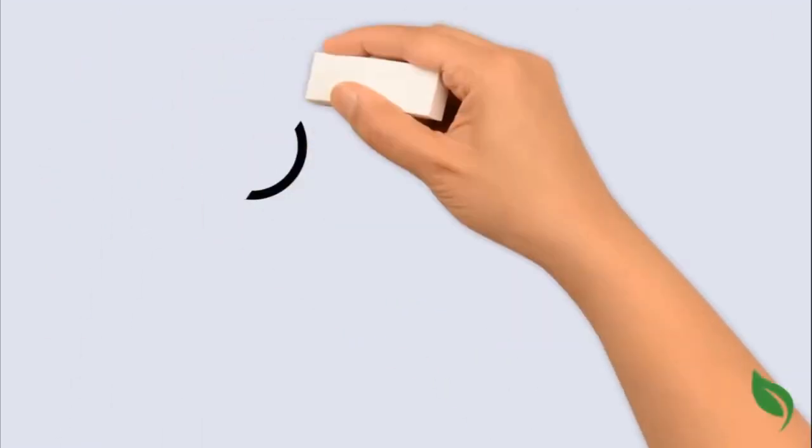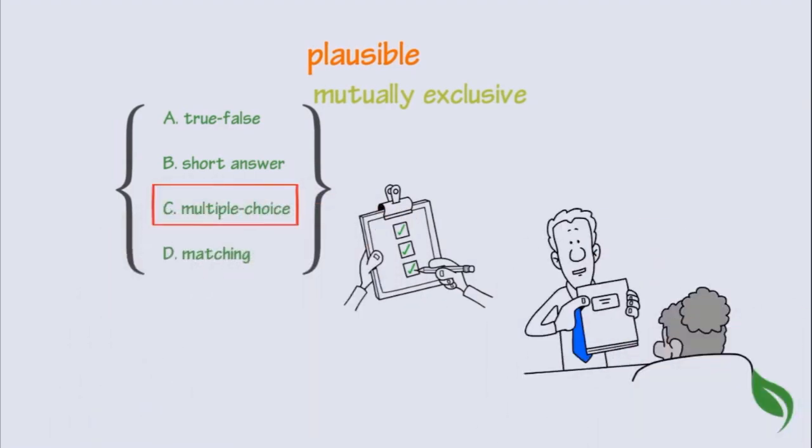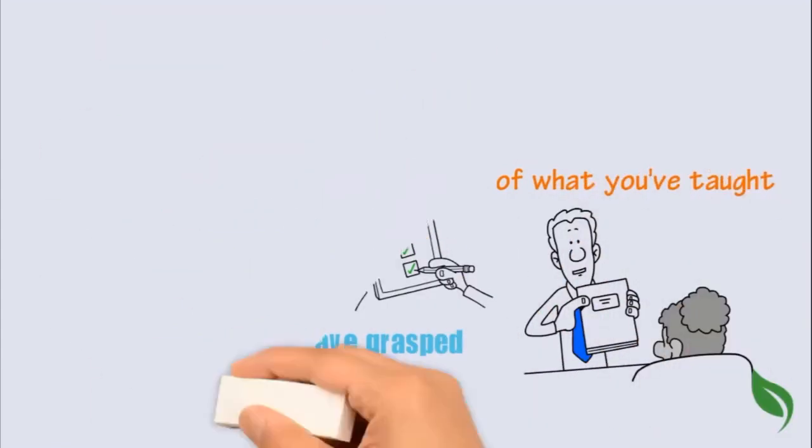Number 6. All the alternatives in a test item should be plausible and mutually exclusive. Carefully chosen, credible-seeming alternatives will help you confirm that your learners have grasped the finer points of what you've taught.